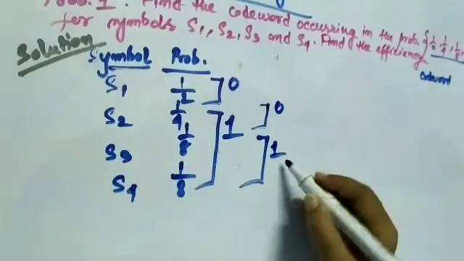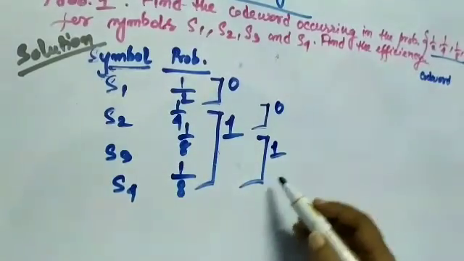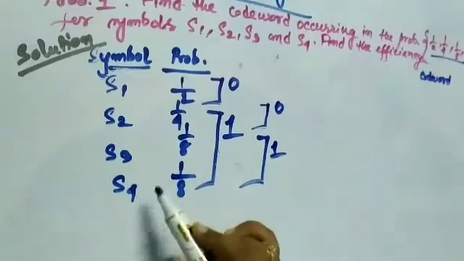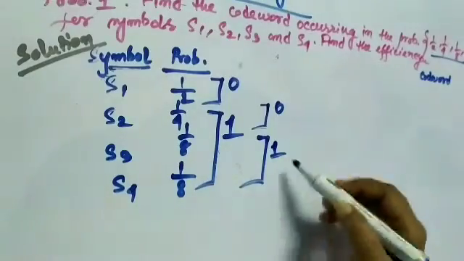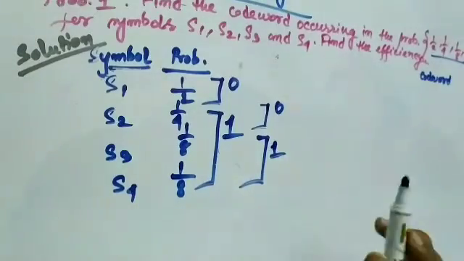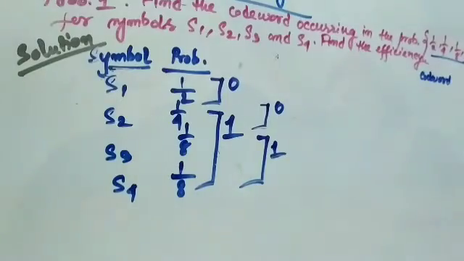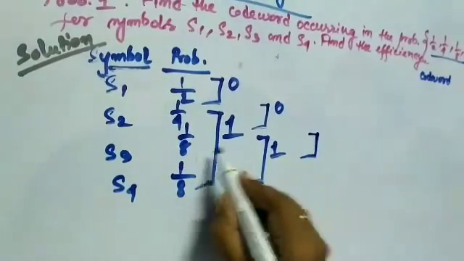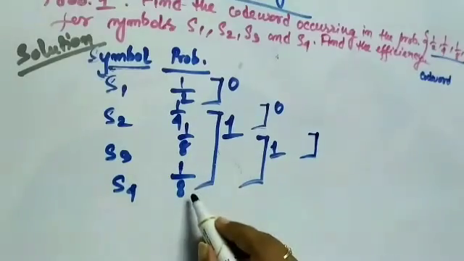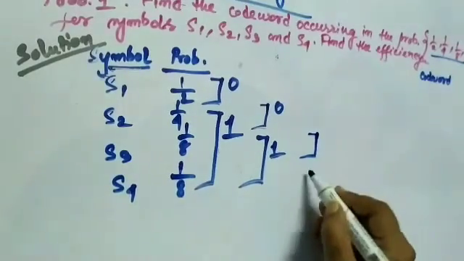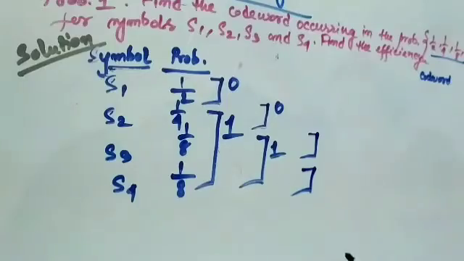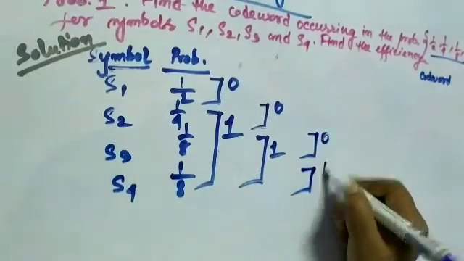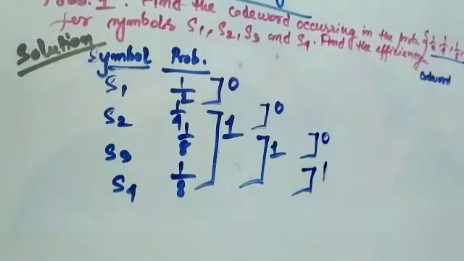Now we have the remaining part, S3 and S4, which has this set also with 2 message bits. So we have to again divide it into 2 separate sets. So I write 1/8 as one set and 1/8 as another set. We denote them as 0 and 1.